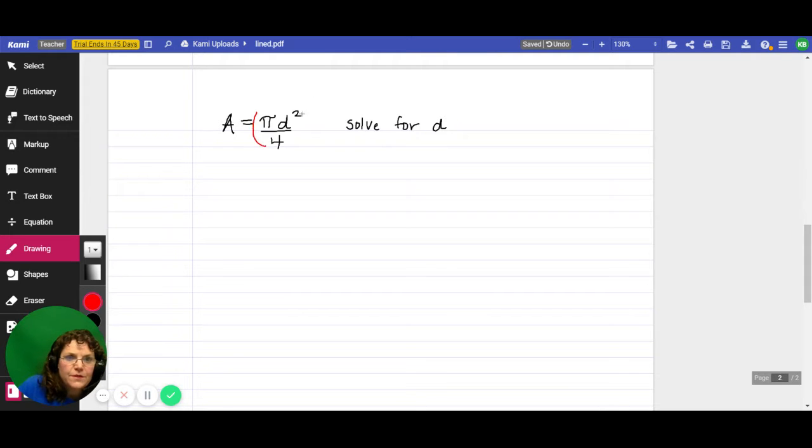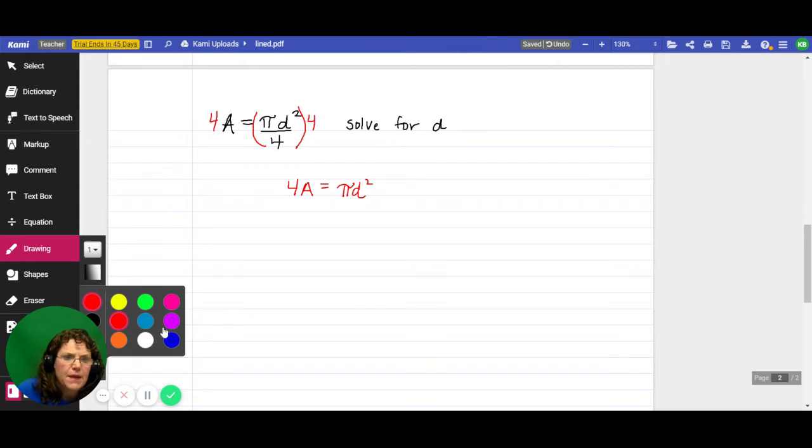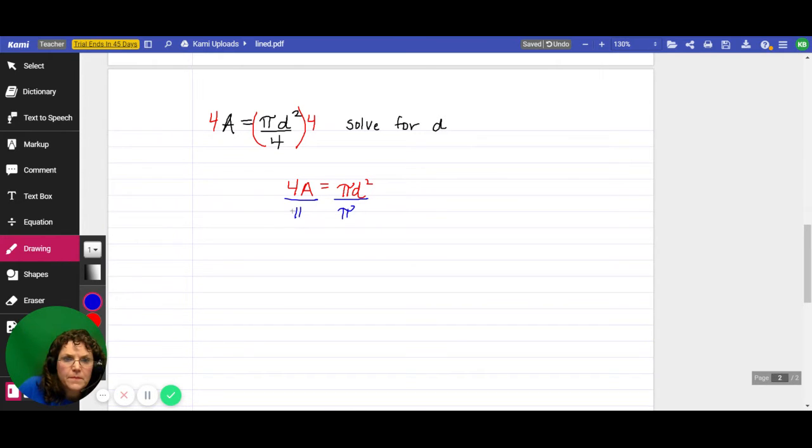So the first thing I would do to isolate D is multiply both sides by 4. That's going to give me 4a is pi d squared. And the next thing I'm going to get rid of is that pi, so I can divide both sides by pi. And that gives me 4a over pi equals d squared. But I need d by itself, which means I'm going to need to take the square root of both sides.